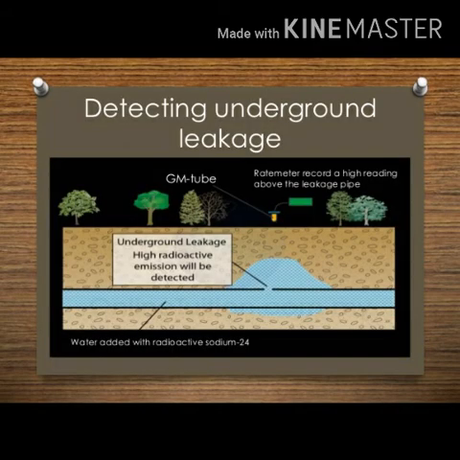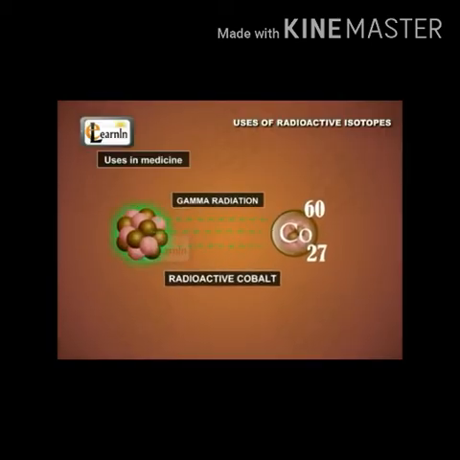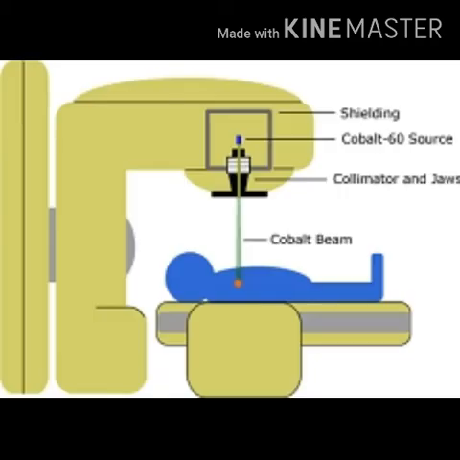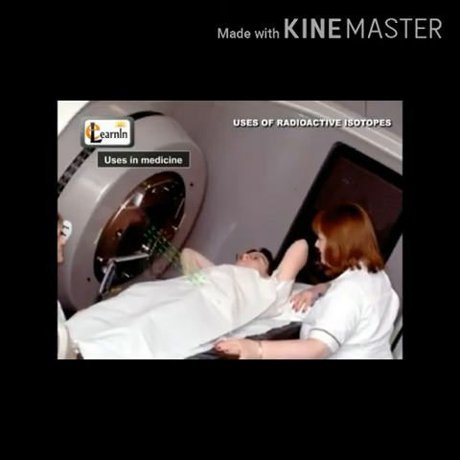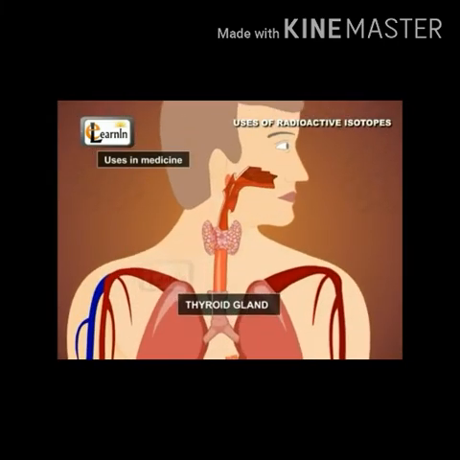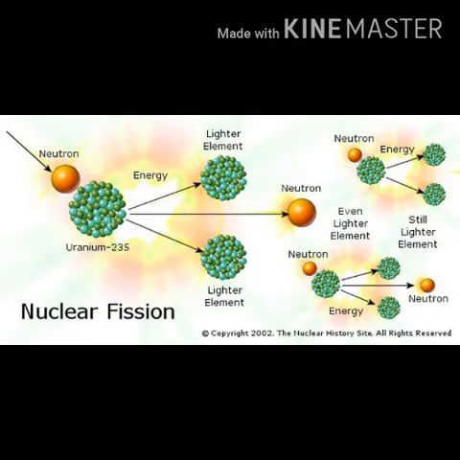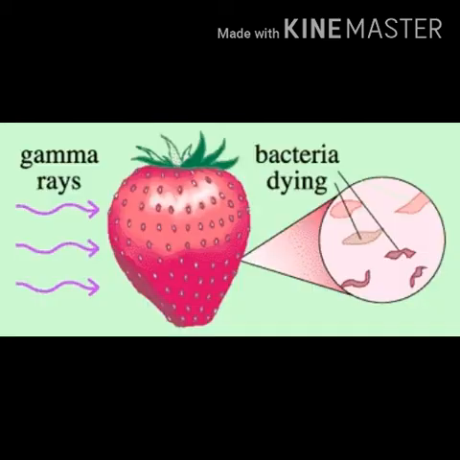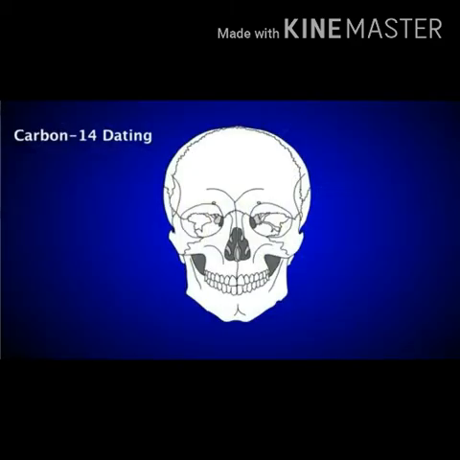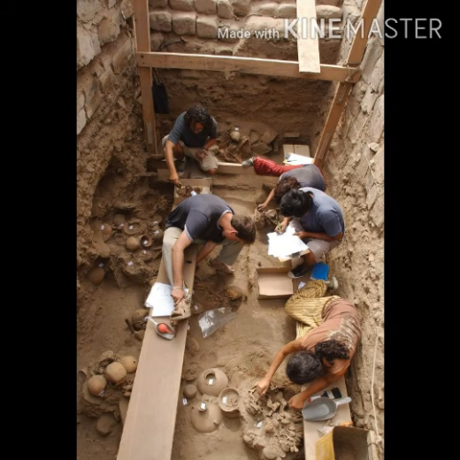The radioactive isotope sodium-24 is used for detection of cracks or leakage in underground pipes. Some radioactive isotopes like cobalt-60 are used in the medical treatment of fatal diseases like cancer. Goiter, a disease of the thyroid gland, can be treated with the help of iodine-131. Uranium-235 is used for nuclear fission and production of energy. Radioactive isotopes are used to preserve food from microbes. The radioactive isotope C-14 is used to determine the age of archaeological objects.